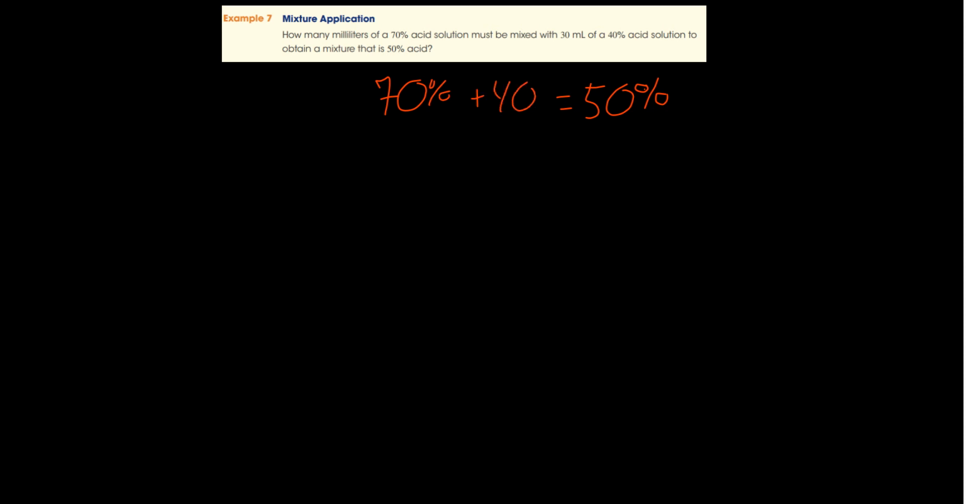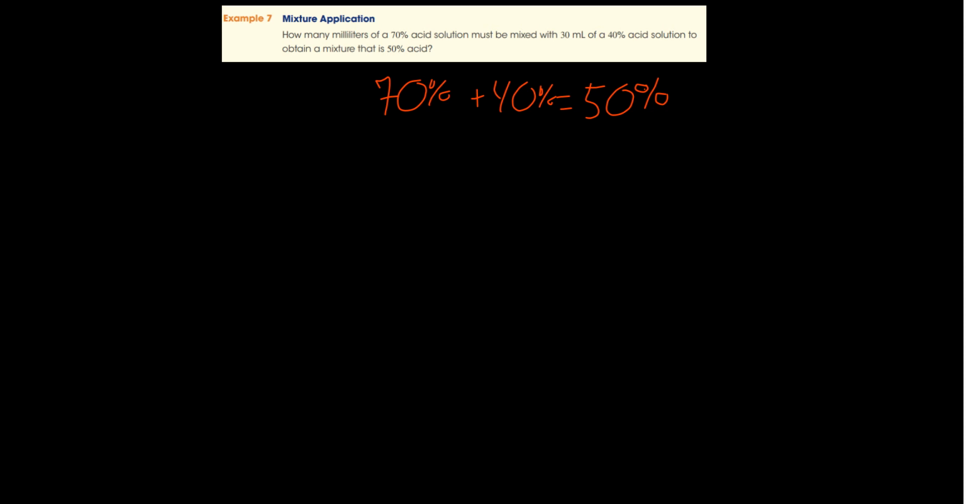Whatever. So it's saying how many milliliters of 70% acid solution must be mixed with 30 milliliters of 40% acid solution to obtain a mixture that is 50% acid solution. Now, obviously, this doesn't make sense, right? Because 70% plus 40% does not equal 50%. But bear with me. We're going to put something underneath it when we talk about milliliters. So how many milliliters of a 70% acid solution?